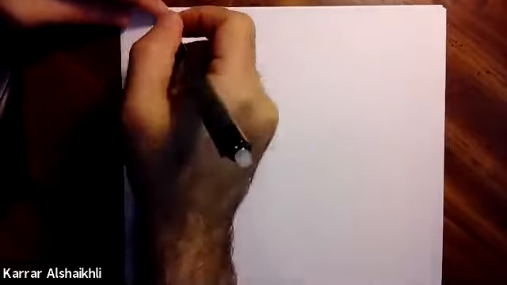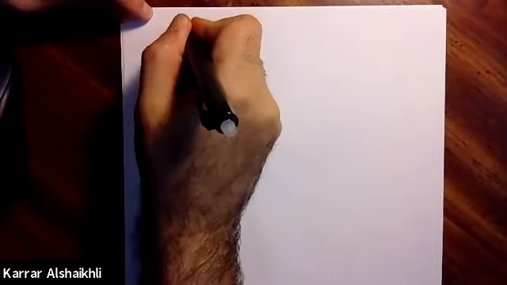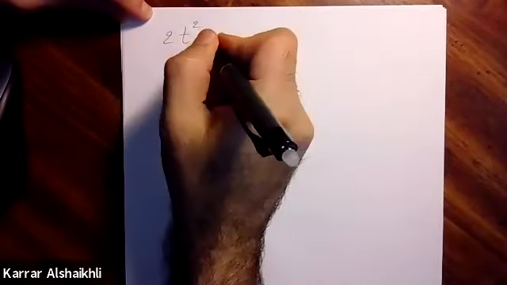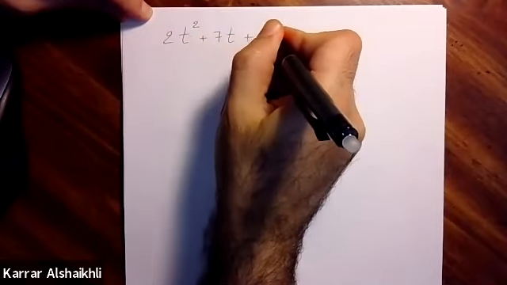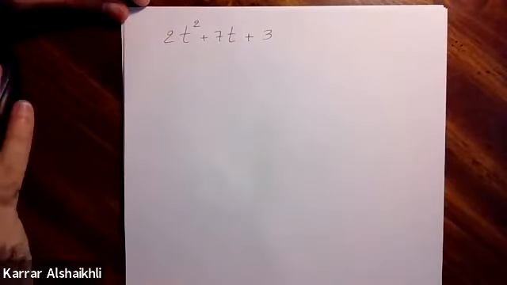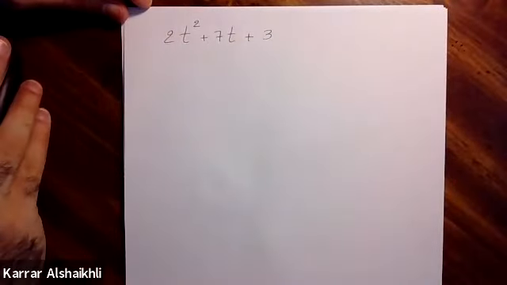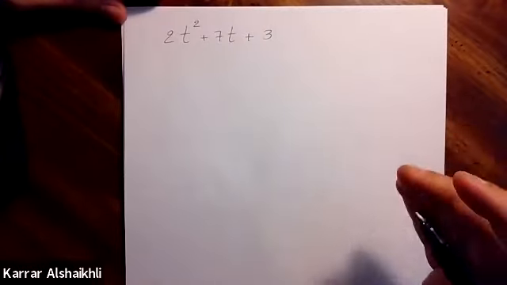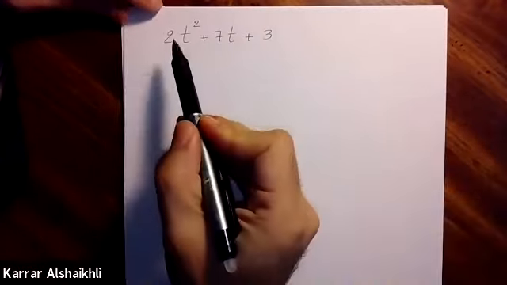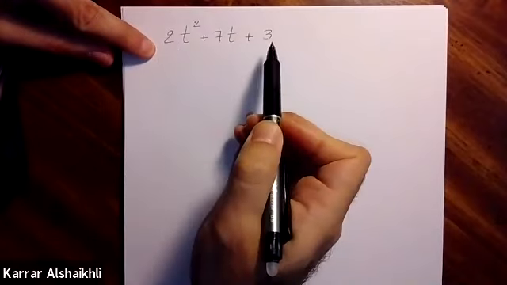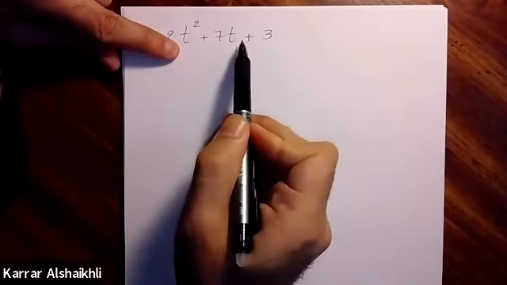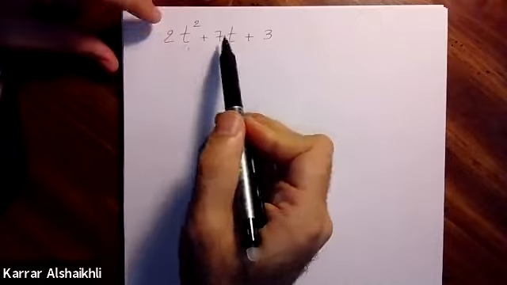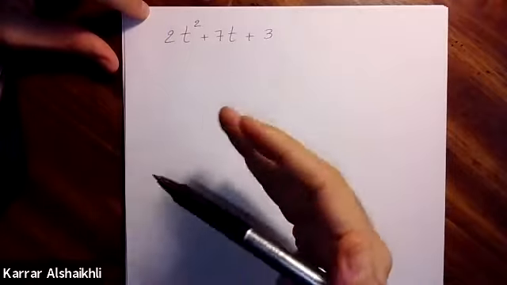So now let's do this example. 2t squared plus 7t plus 3. So always I have to make sure if there is a common GCF. There is a 2 here, 7 and 3. There is no common between 2, 7 and 3. T squared, t, there is no t. That means there is no common with the t's. That's why we have to move to the next step.